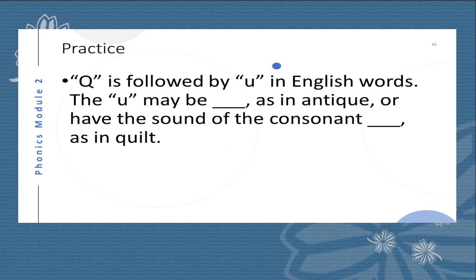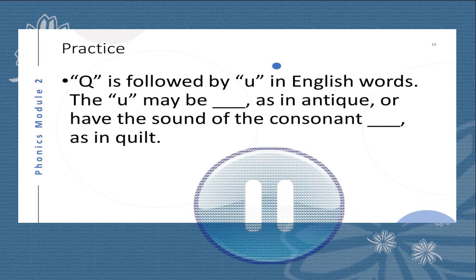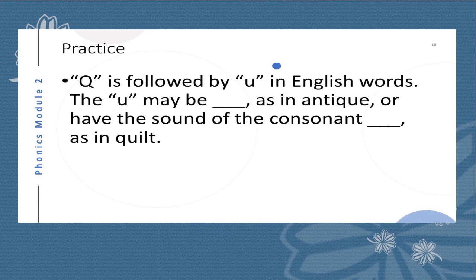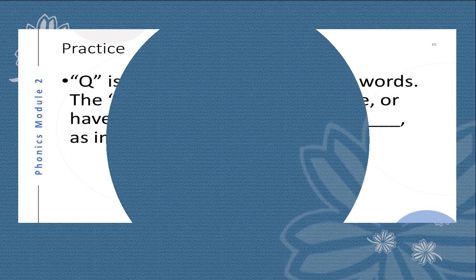Q is followed by U in English words. The U may be blank, as in antique, or have the sound of the consonant blank, as in quilt. The correct answer for the first blank is silent. The correct answer for the second blank is W.